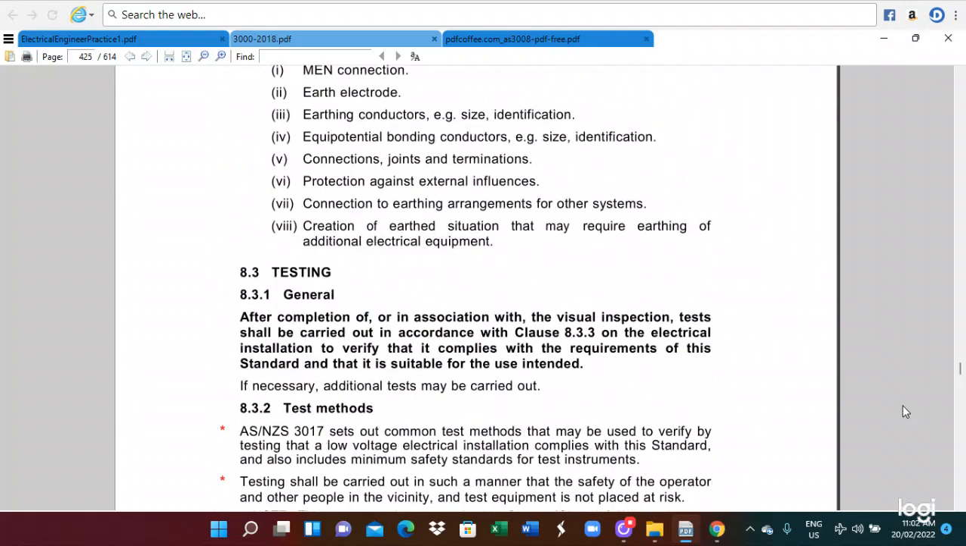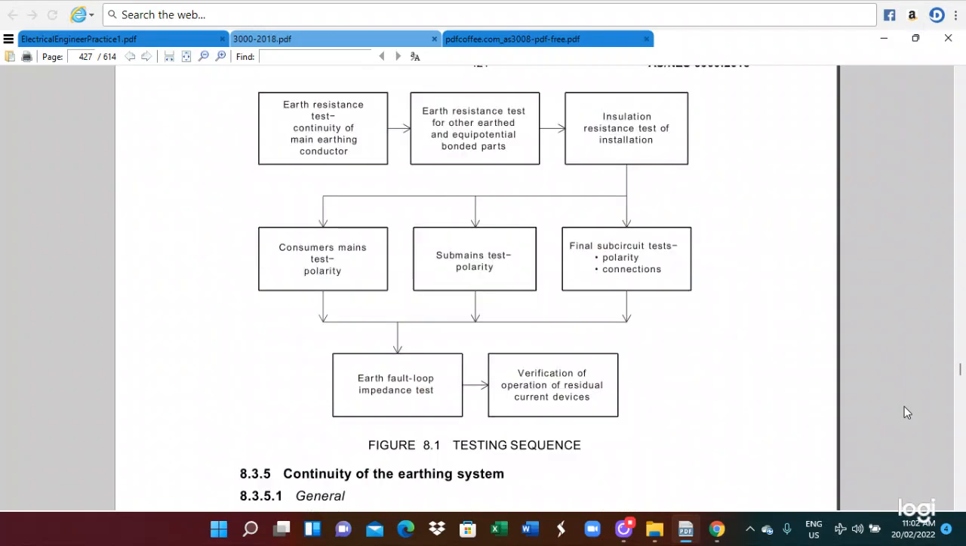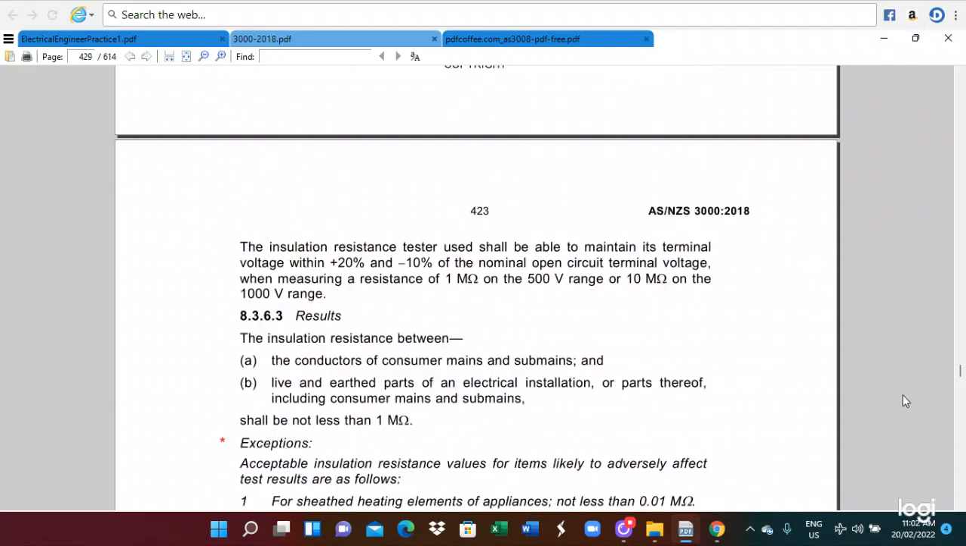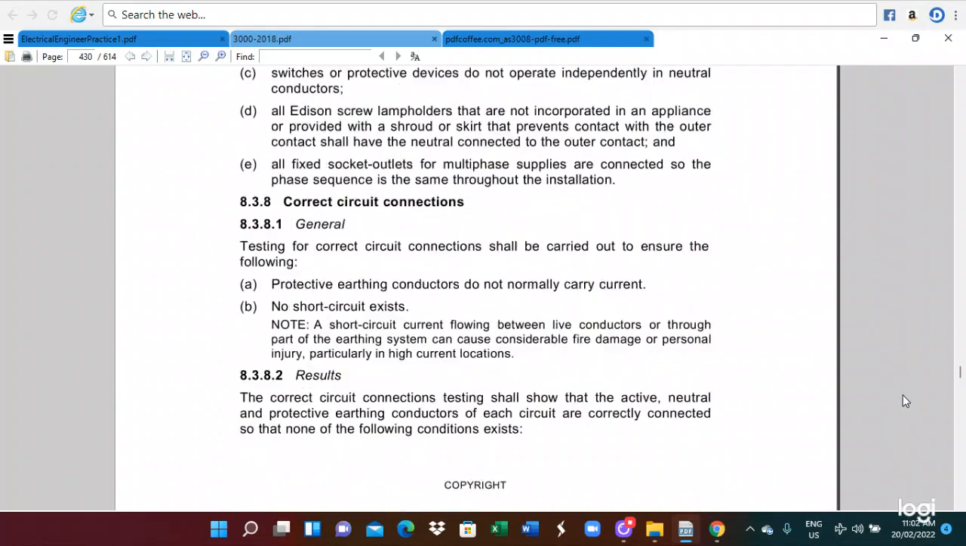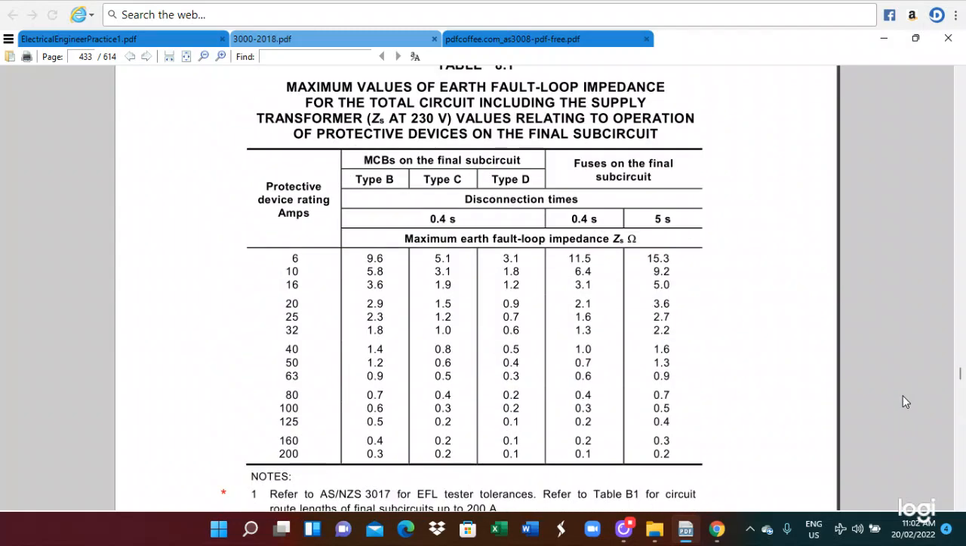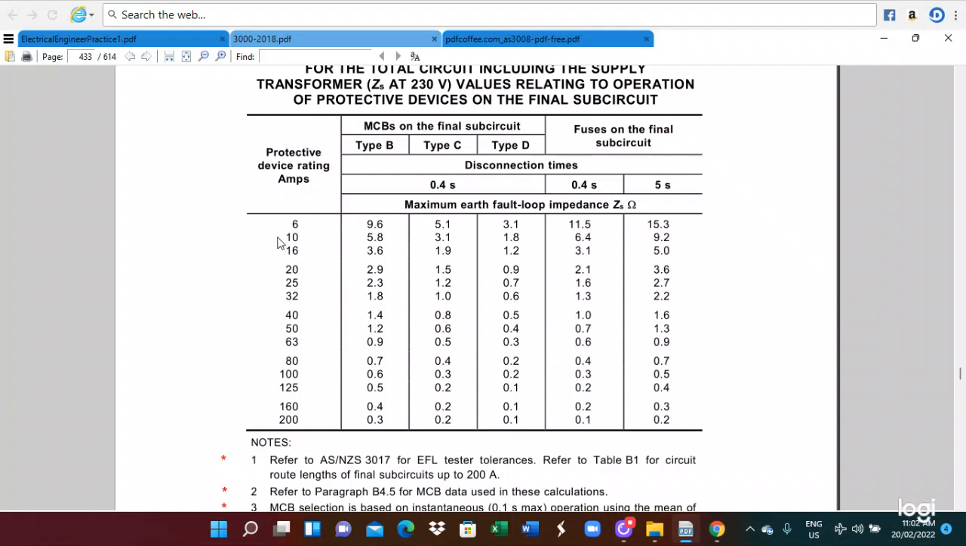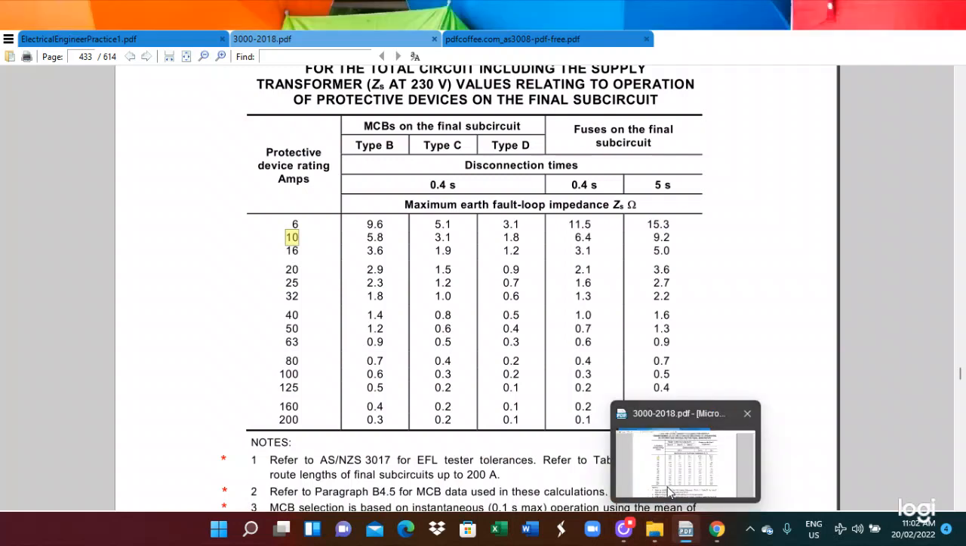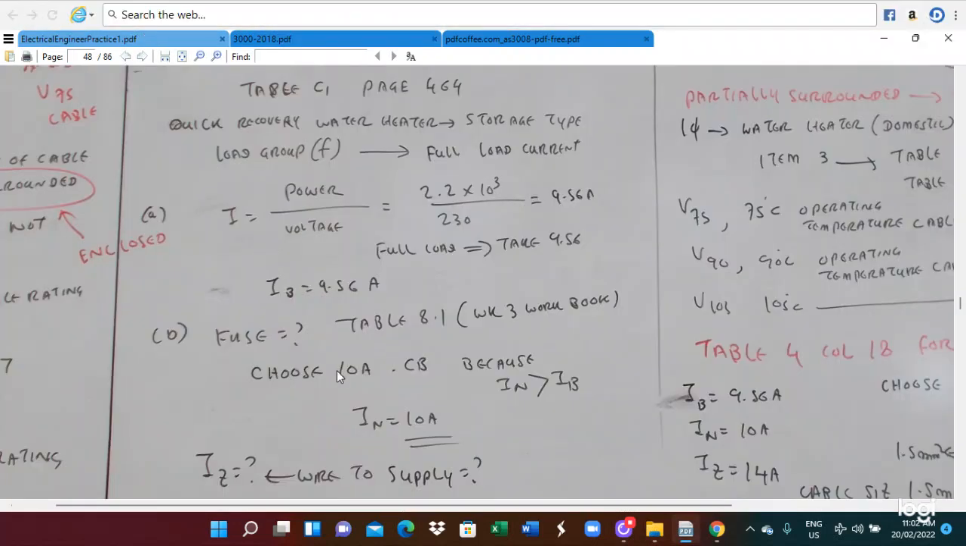We have 8.1. So this is the 8.1. The 9.5 says that we can take the 10 MVR rating. So the 10 MVR is what we have to utilize, and this 10 MVR rating is used to calculate the circuit breaker.